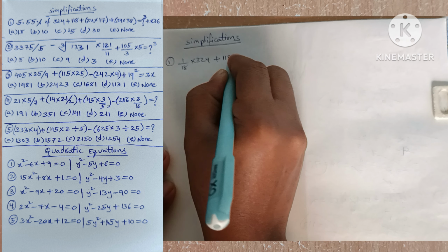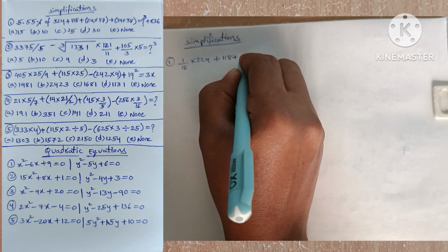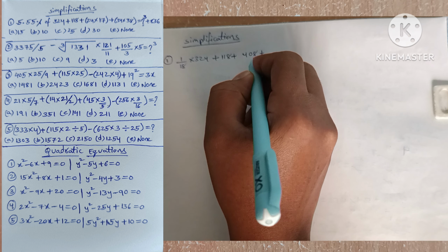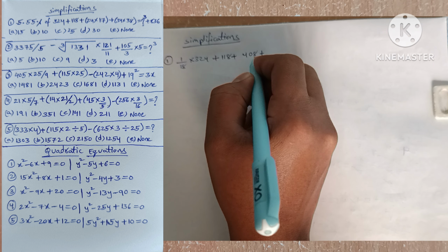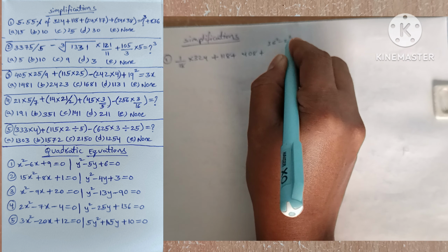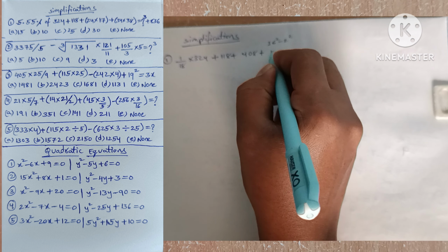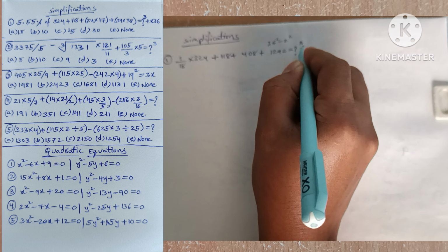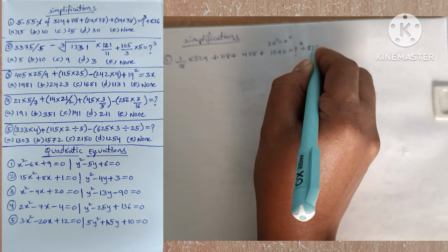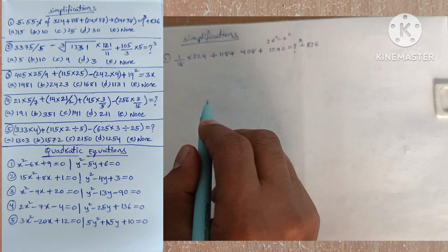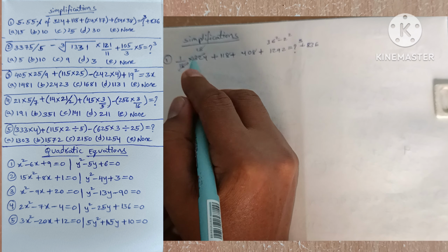plus 118 plus 24 into 17 times, which is 408 plus 34 into 38. We make this as 36 square minus 2 square, which means 1292 is equal to question mark cube plus 836. So this is 18 times.